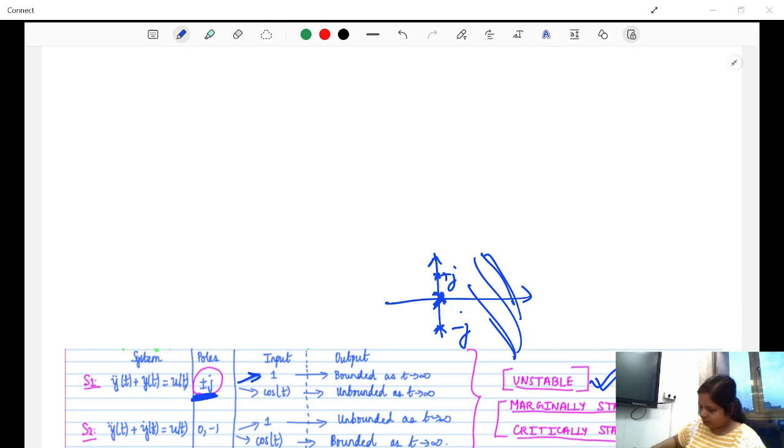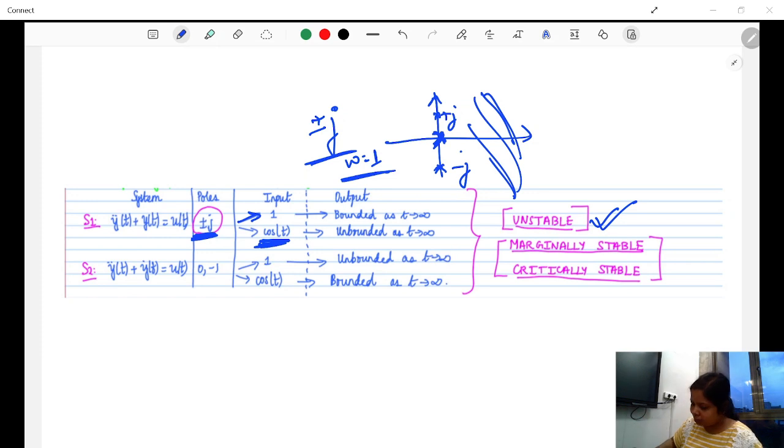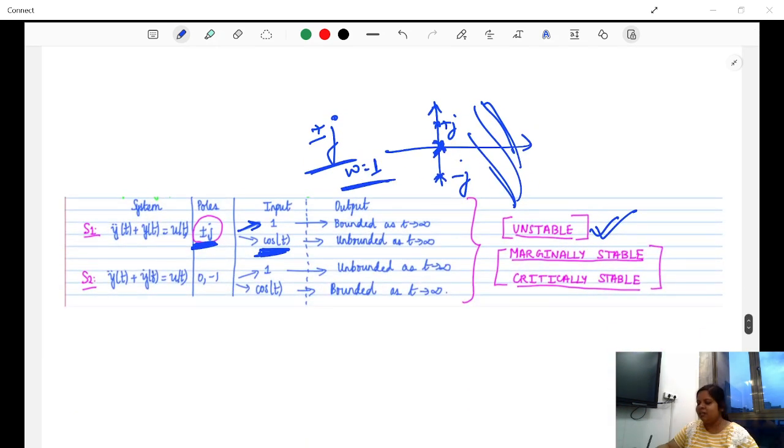So this was the case here. In the second part you see, cos t is the input. If cos t is the input, that means the frequency of plus minus j can affect. Now there is already plus minus j, and you are giving cos t. That means it is also going to have a plus minus j frequency, omega is equal to 1. Now this is the frequency and plus minus j is already there, so you are going to have repeating poles. From point number 4 it can be seen that if there are repeating poles then it is going to be unbounded. So it grows unboundedly.